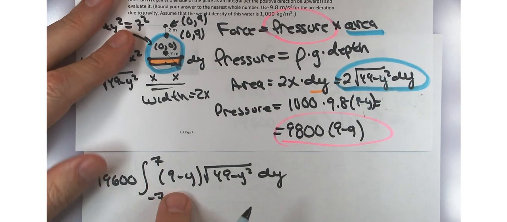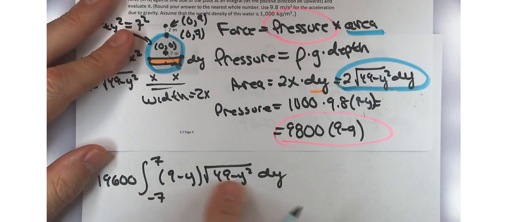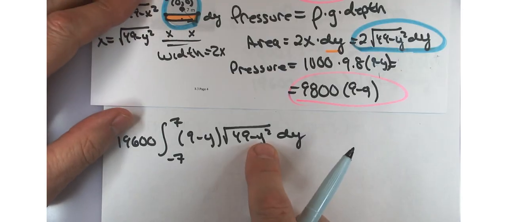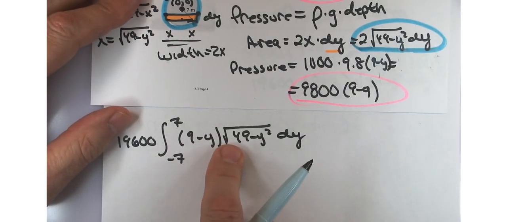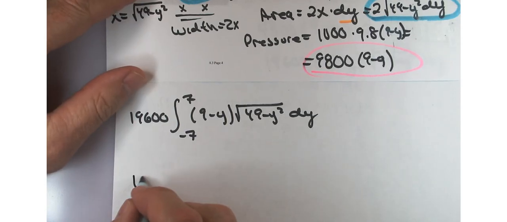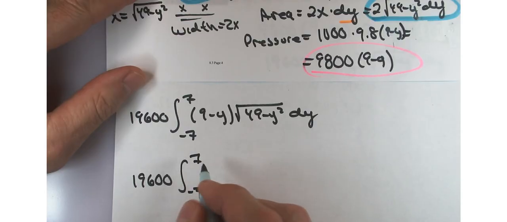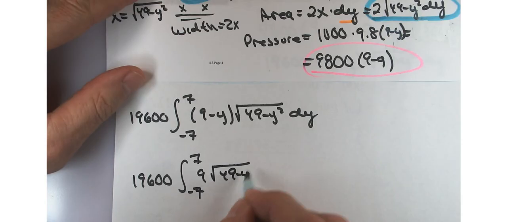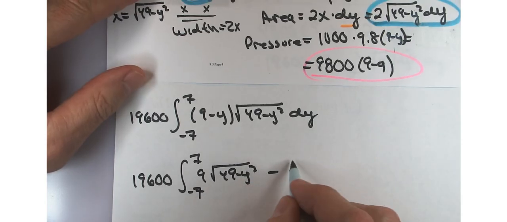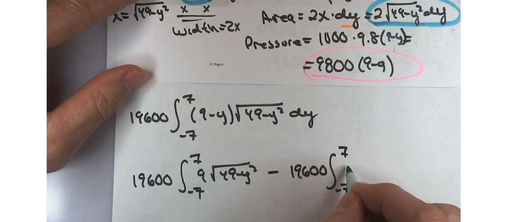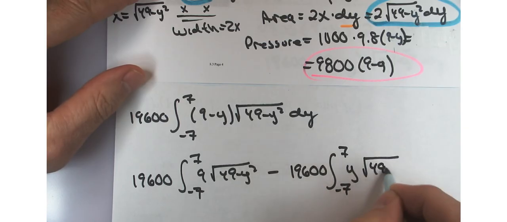I'm going to split this up by distributing the square root function to both of these terms and then splitting it into two integrals. It's going to be 19,600 times the integral from -7 to 7 of 9 times the square root of 49 minus y squared, minus 19,600 times the integral from -7 to 7 of y times the square root of 49 minus y squared dy.